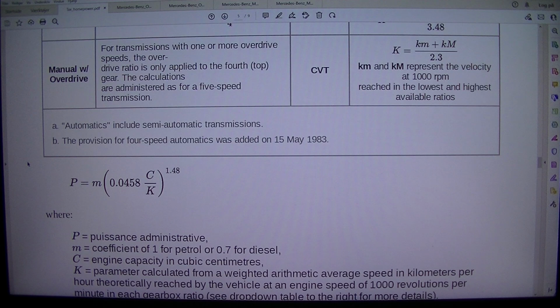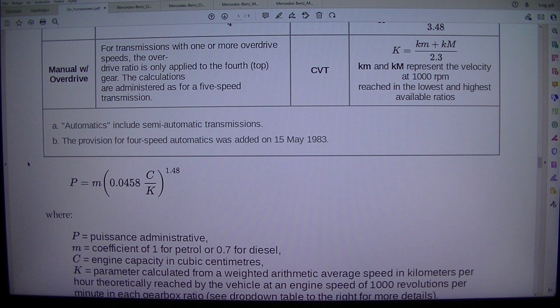CVT. Kilometer and kilometer represent the velocity at 1000 rpm reached in the lowest and highest available ratios. Automatics include semi-automatic transmissions. B. The provision for 4-speed automatics was added on the 15th of May, 1983.